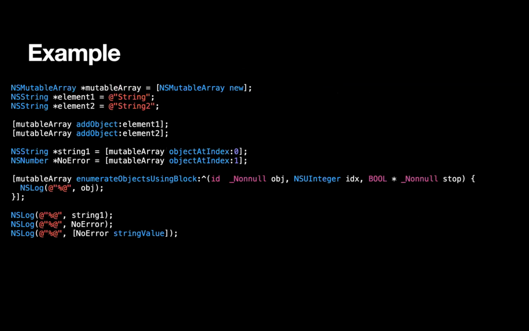Another example of Objective-C would be this. A very simple example: we put two strings in an array and we try to access the first and the second of them. But it's interesting that when we incorrectly assign a type, so we assign it as an NSNumber, it compiles just fine, it runs just fine, so there is no crash at this line.